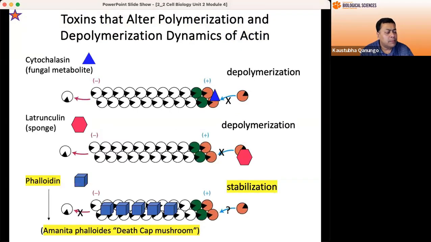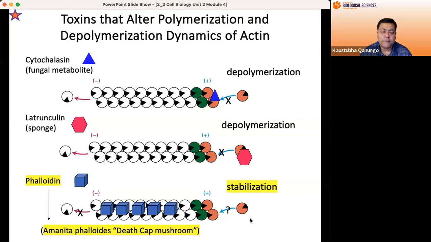All right, just a couple of examples of these metabolites. These are all toxins, very, very toxic material, and these are widely used in the laboratory as well as in research. These are cytochalasin. There are many types, A, D. These are fungal metabolites, and they cause depolymerization of actin. So essentially, these are absolutely cytotoxic and cause these problems. Then latrunculin, this is from a poisonous marine sponge, and that also causes depolymerization.